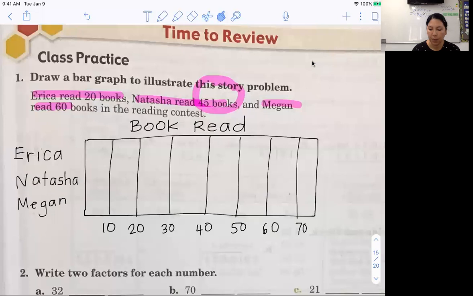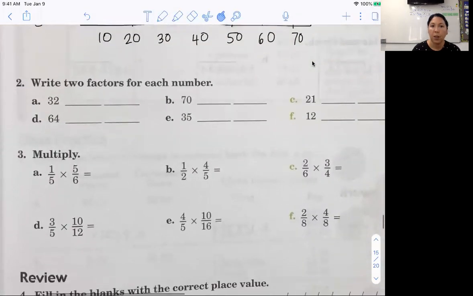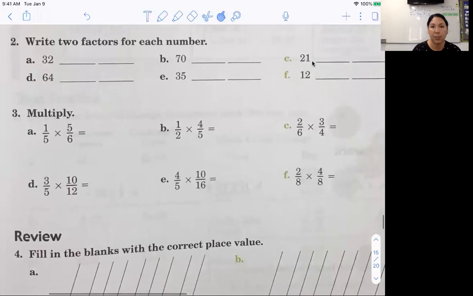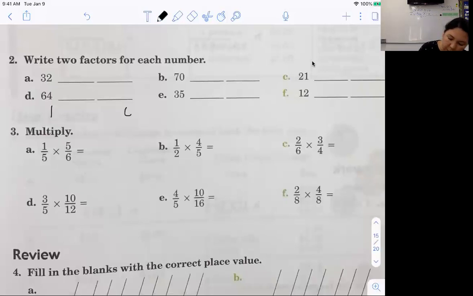Okay, friends, moving on, once you've done your graph, we're going to look at factors. It says write 2 factors for each number. Now the rule for this, friends, is that our numbers can't be the same. So, like I'll do 64. 8 times 8 makes 64, right? But I can't use both 8. So let's think of the ways to make 64.